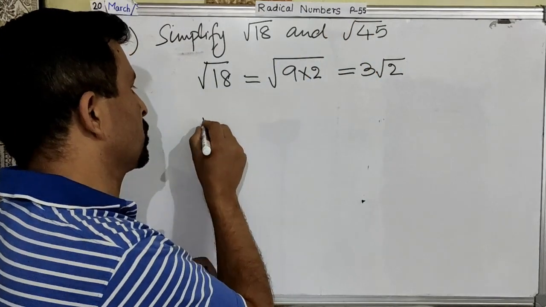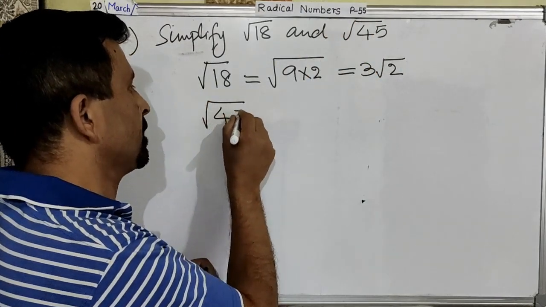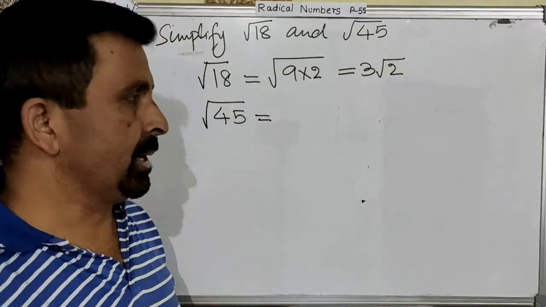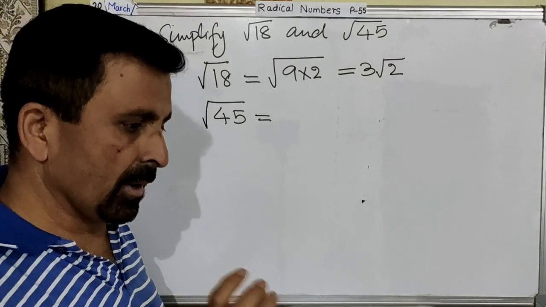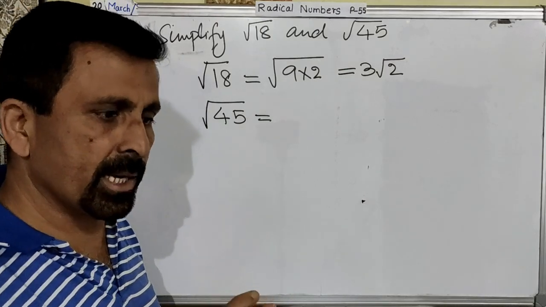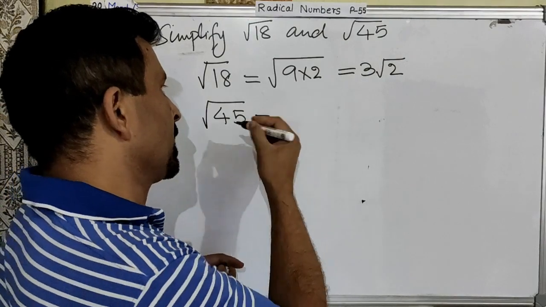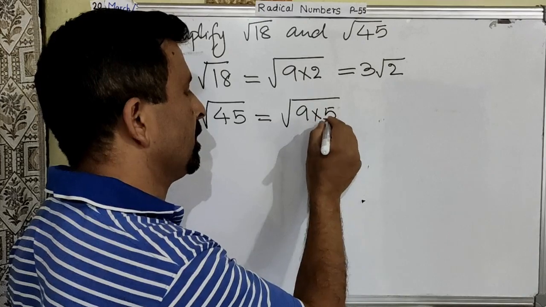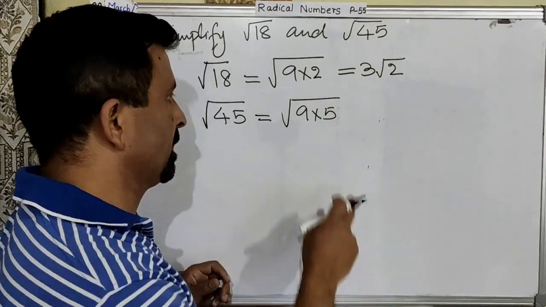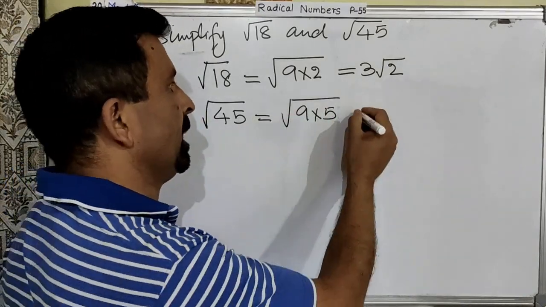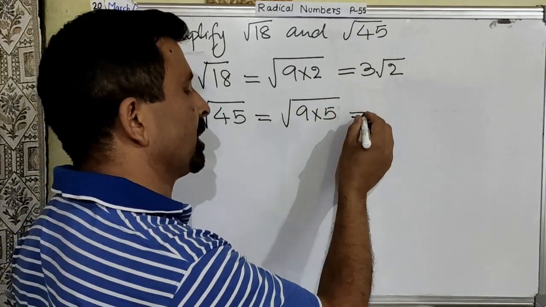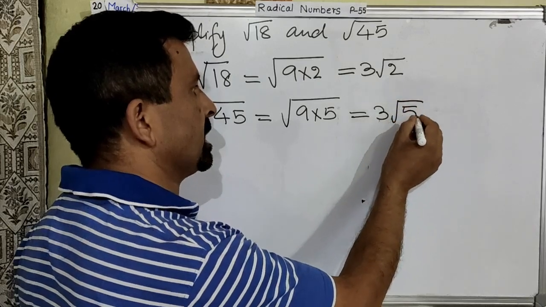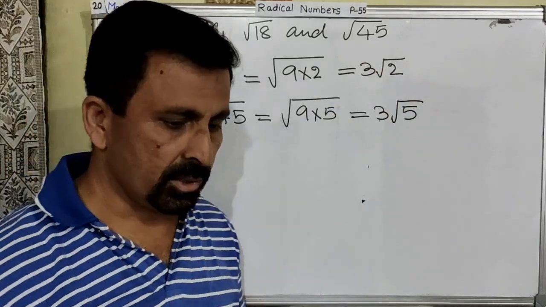Next number is root over 45. Now this also we will do in the same way. We can have many pairs of factors, but we have to choose only the pair in which you get a perfect square number. So here I am factorizing this as 9 into 5. You can do some rough work and then finalize. For me, I am doing it directly. This is a perfect square number, so it will come out as 3, and root 5 will remain as it is. So this is how we have simplified this question.